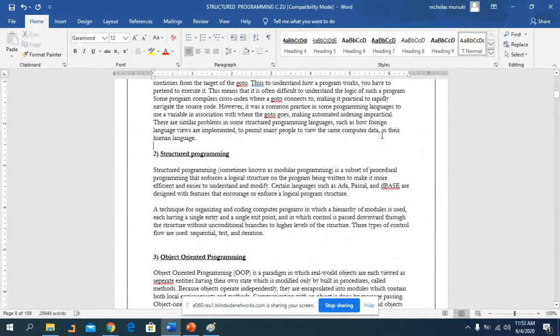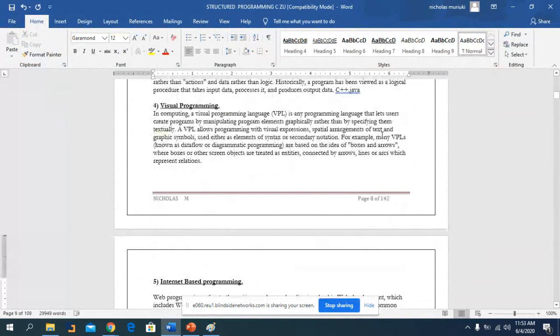We have looked at object-oriented, but now we have visual programming. Visual programming languages are the ones that allow the user to create programs by manipulating program elements graphically. Currently, you can use Stera, and I think a very new one, Julia programming language. These are the current programming languages that are mostly used for modeling purposes.